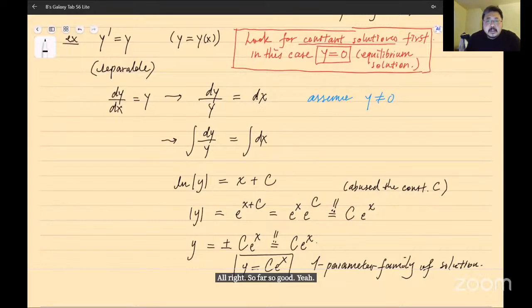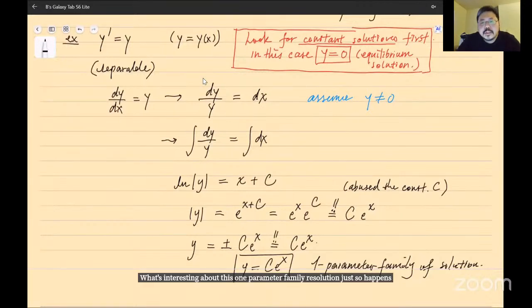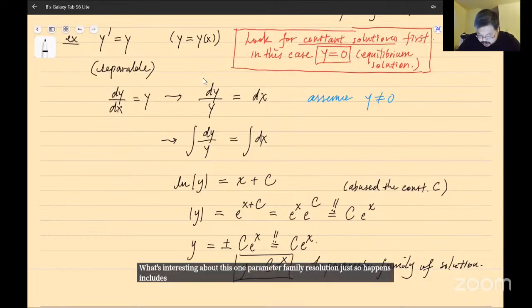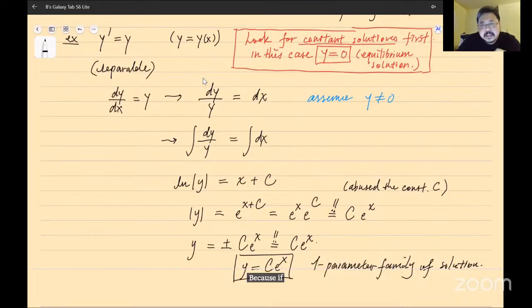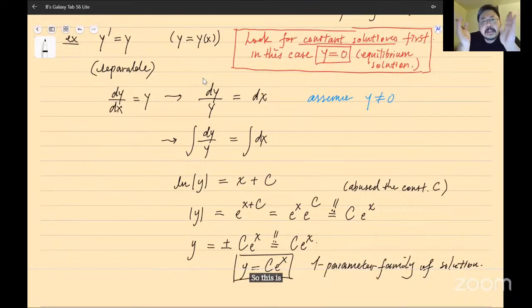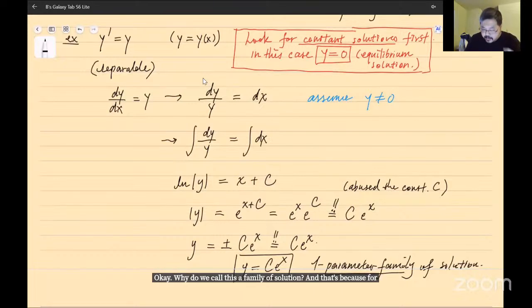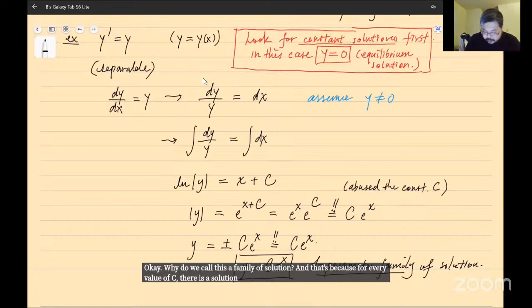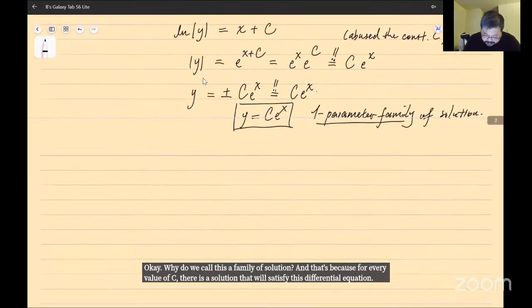Now, what's interesting about this one parameter family of solutions is that it just so happens to include our constant solution. Because if the constant C here is equal to 0, it happens to be the y equal to 0 solution. So this is accidental, right? But typically we shouldn't expect this, okay? Now, why do we call this a family of solutions? That's because for every value of C, there is a solution that will satisfy this differential equation. So what do they look like? Let me draw below.